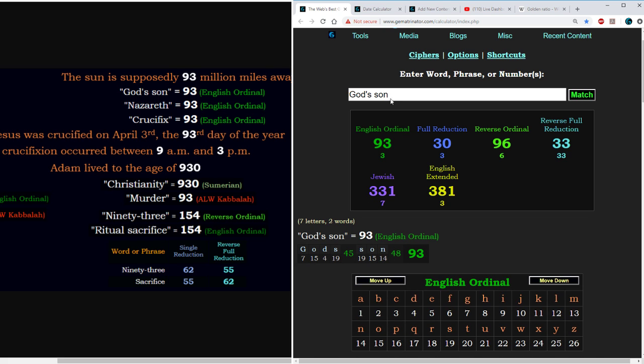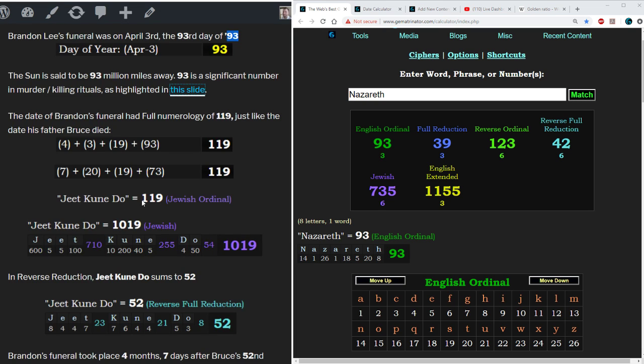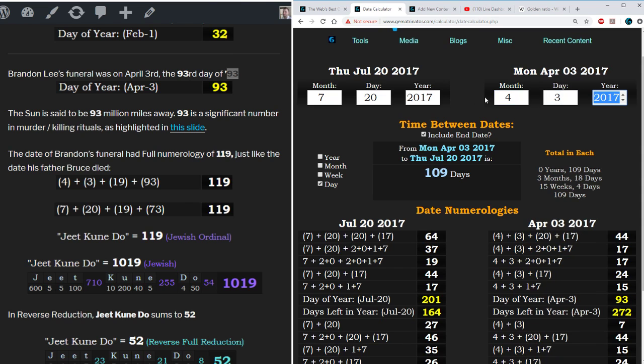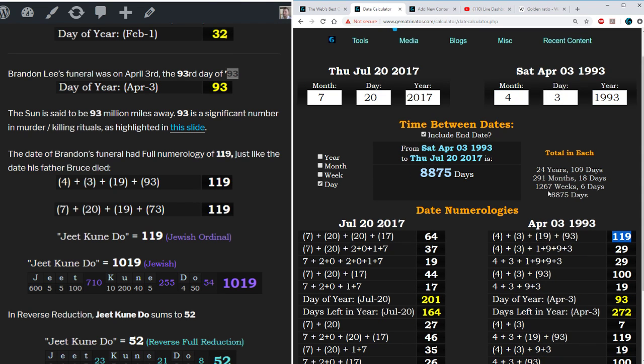That's pretty slick. The word crucifix sums to 93. And it was said Jesus was from Nazareth, 93. So there's a lot more that goes into this number, and it's obvious to see why they chose that date. The date of that funeral had full numerology of 119. And the reason that really sticks out is because the date his father died also had full numerology of 119. Remember, we saw this, the gematria of time, 119 in Yiddish.